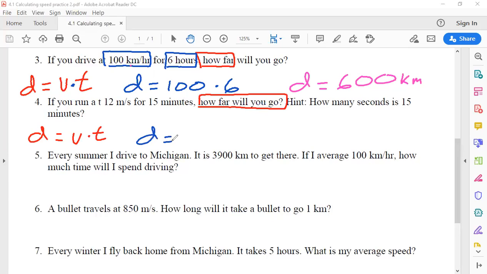D equals, well, velocity is 12. Times, well, what's the time? Can I just use 15 minutes here? Well, no, I can't because I'm talking about meters per second. So I need to take 15 minutes and turn it into seconds. Well, there are 60 seconds in each minute, so 15 times 60.